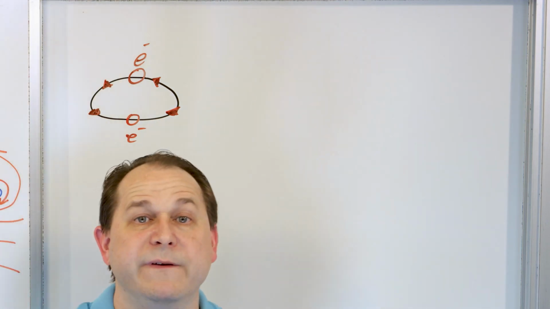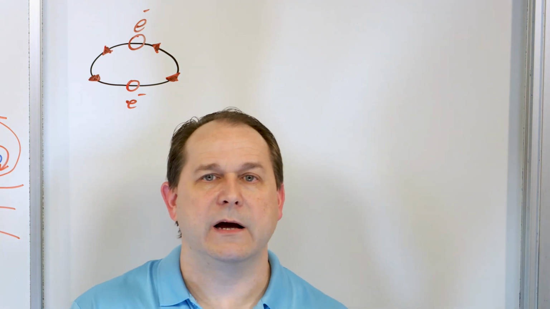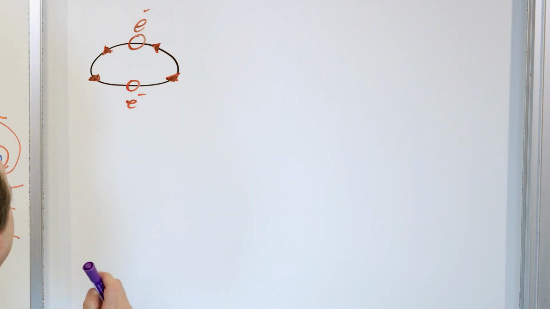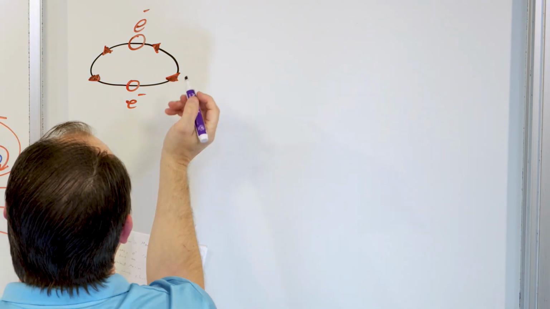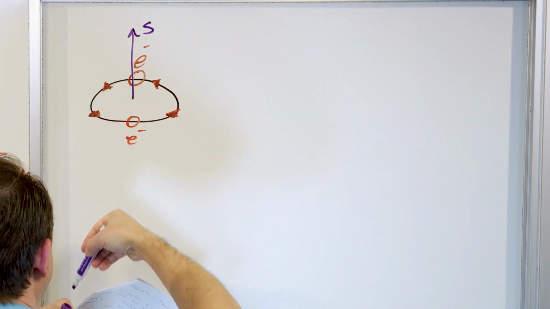And we know that moving electrons generate magnetic fields. In what direction would it be generated? Well, first of all, I want to talk about something called angular momentum, or spin. So the spin axis of this thing, you could call it S, or the angular momentum.